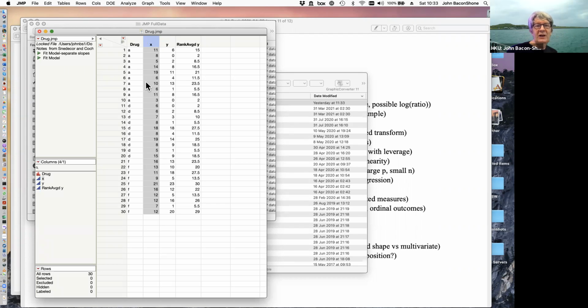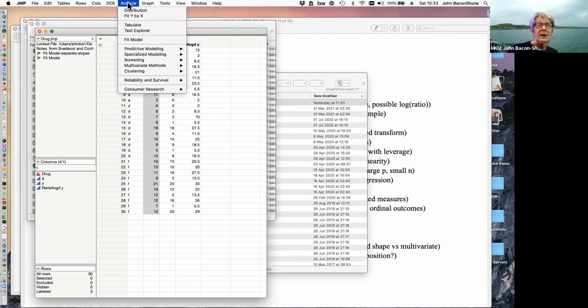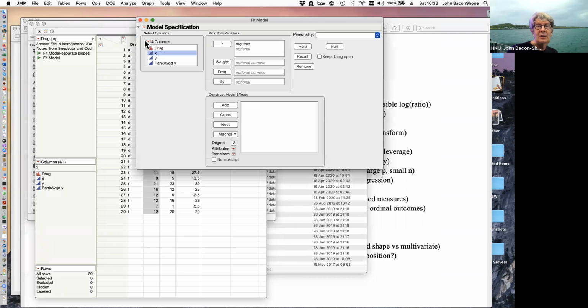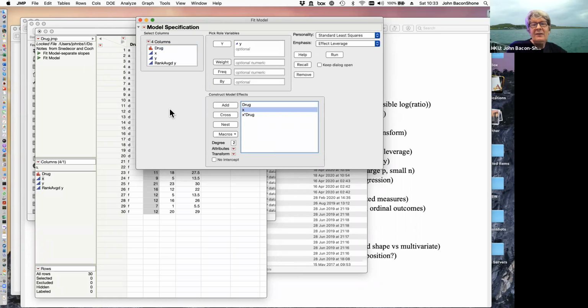And we can approach that in two ways. One way would be to create a new variable, which is the change. Or the other way is to say we can include the baseline measurement in our model. So let's try including X, the baseline measurement. And in this situation, we can consider an even broader question. In addition to including the drug and the baseline measurement, we can also add in the interaction. So we click on drug and on X and click Cross, then JMP includes the X*drug term.